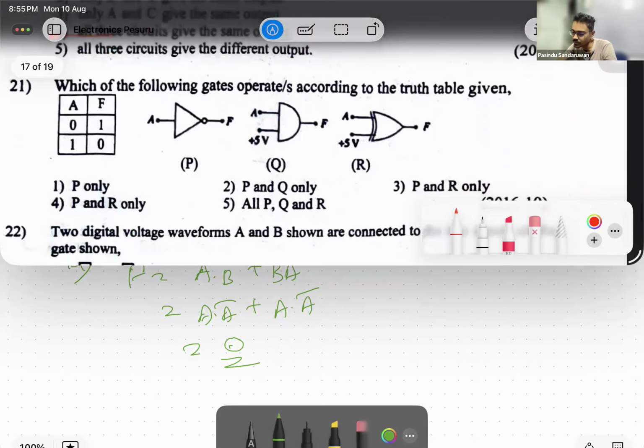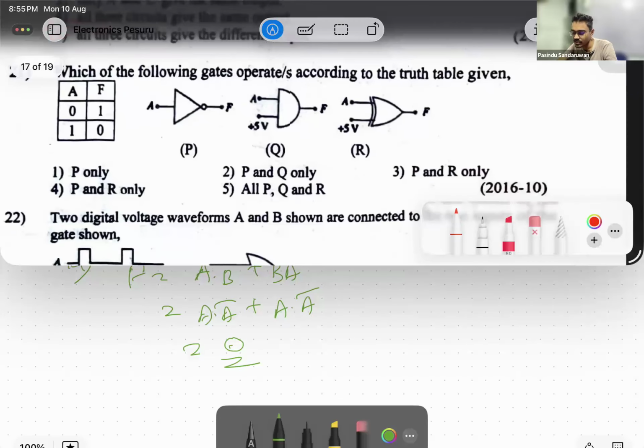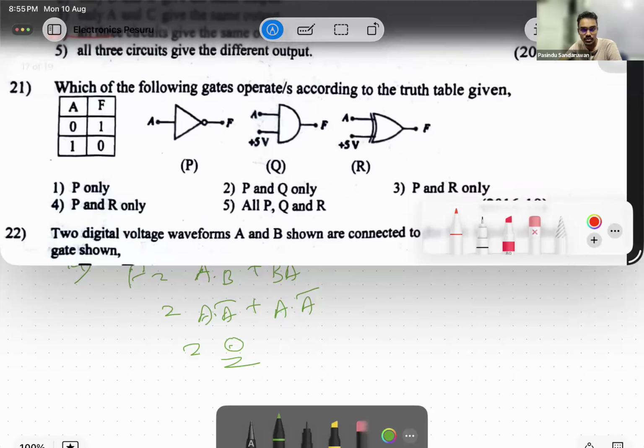21. Which of the following gates operate according to the truth table given? Right. So the given truth table is a NOT gate. Right? When A equals 0, F is 1. A equals 1, F is 0, that's a NOT gate. So P is obviously correct. No need to check again and again.